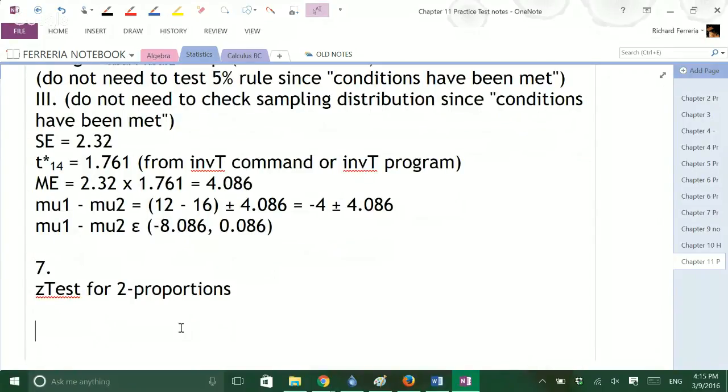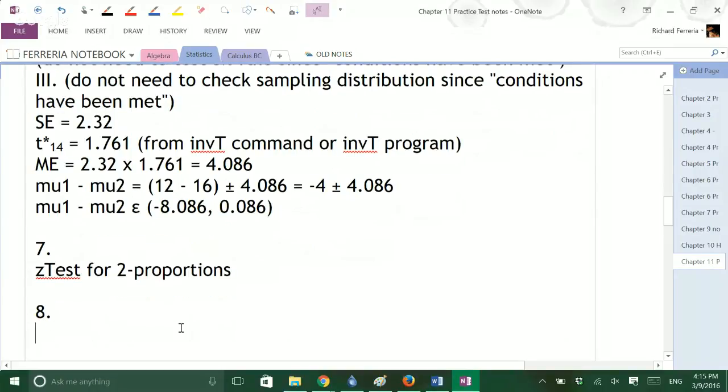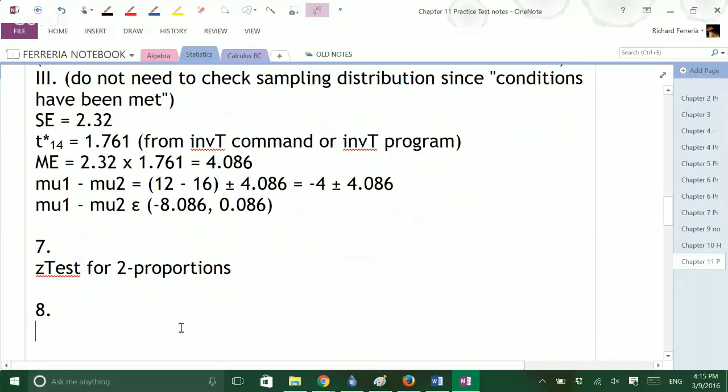Eight. Boy, they really hit you with these standard error and test statistics on this review sheet, don't they? All right, let's do this. Sample 1 has an X bar of 12 and S1 of 4 and N of 32. Sample 2, we're testing mu1 greater than mu2.